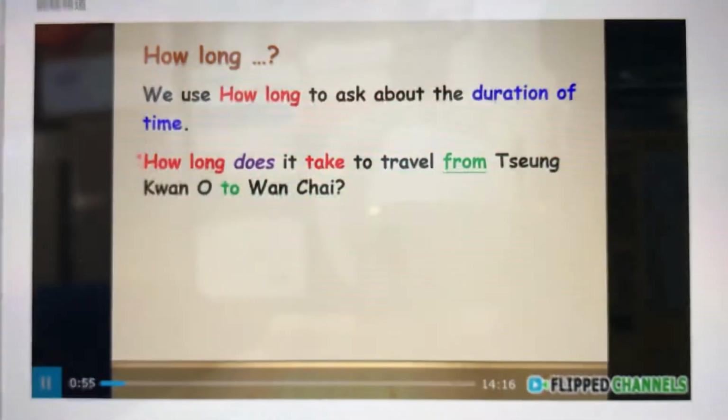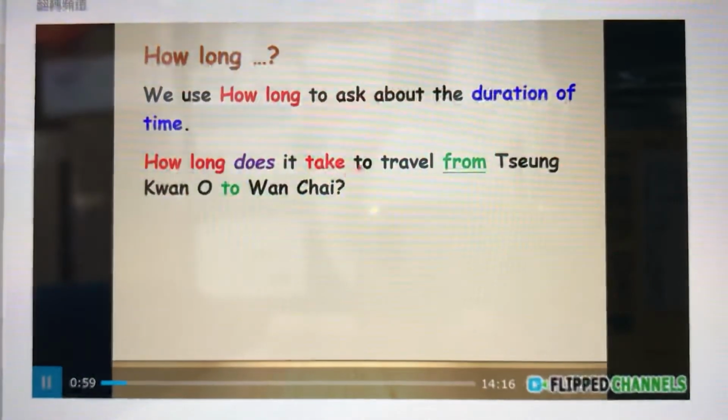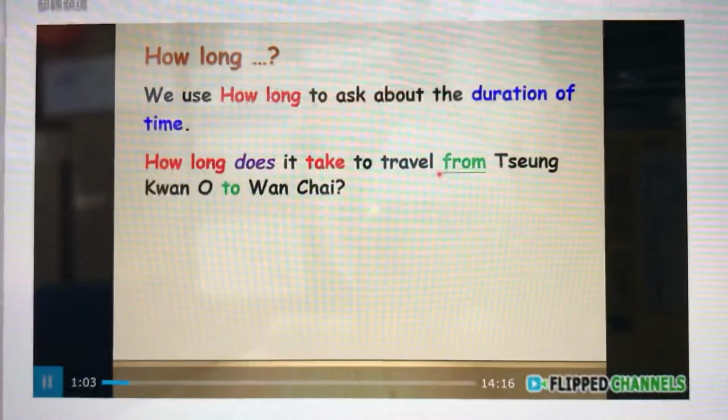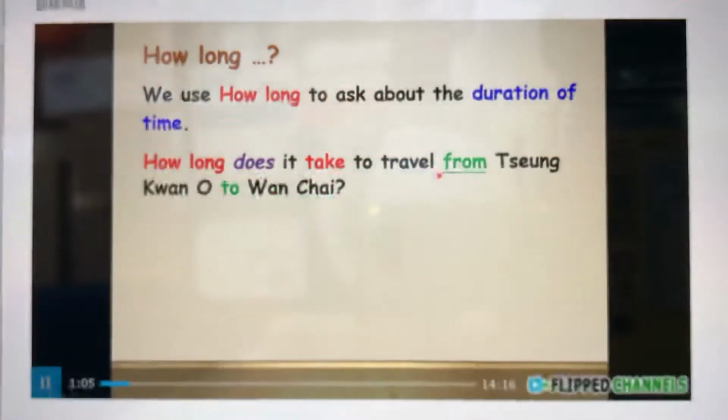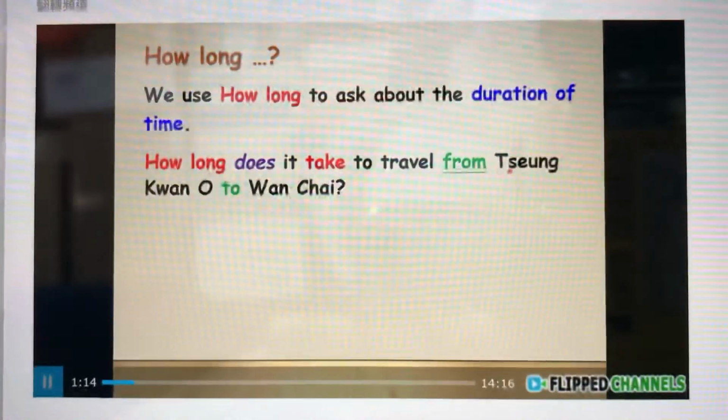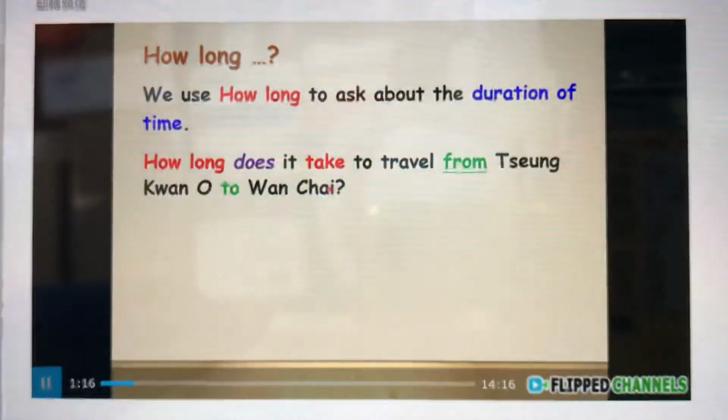And this is the present tense. We use does here, and the verb we use is take. We use two prepositions to link two places together. They are from and to. So the question is, how long does it take to travel from Cheung-Kwan-O to Wan-Chai?